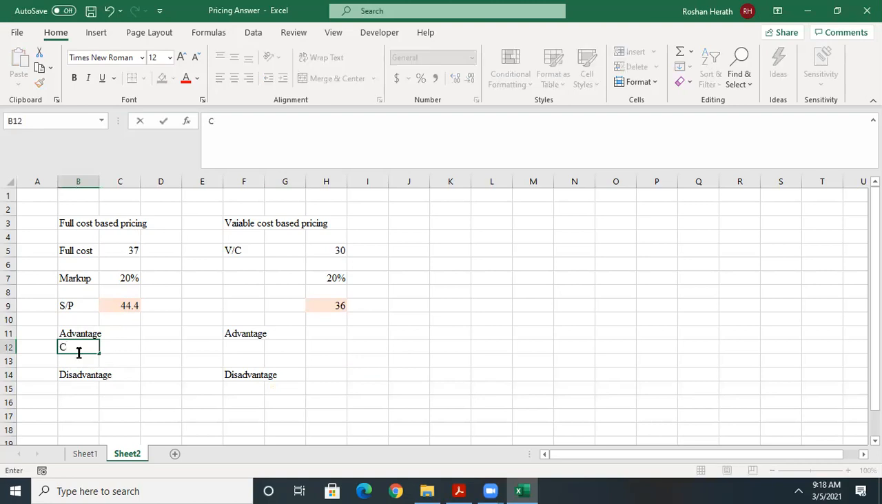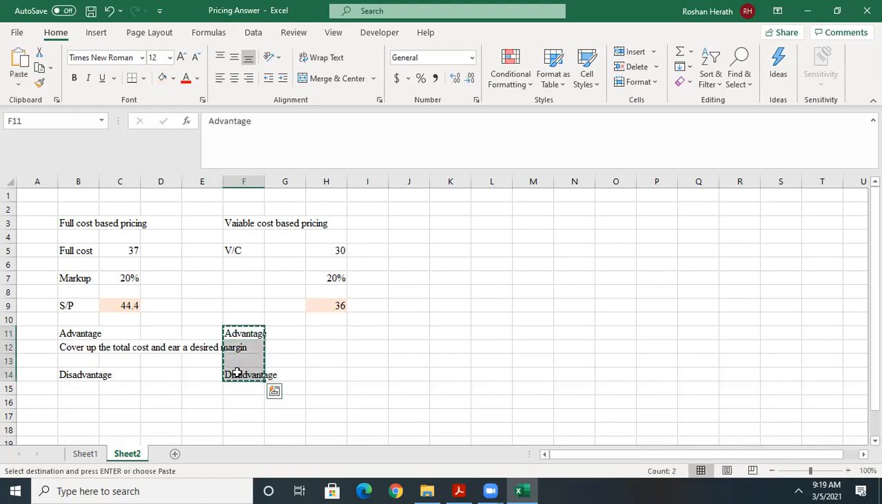You can cover up the total cost and earn a desired margin. ඒක තමයි obviousම කතාව. මෙතන පේන අපිට පේන මුළු cost එකම අපිට ආවරණය කරගන්නත් පුළුවන්. ඒත් එක්කම අපිට පුළුවන් යම්කිසි desired profit margin එකක් තියාගන්න. ඒක advantage එකක්. One of the main advantages.